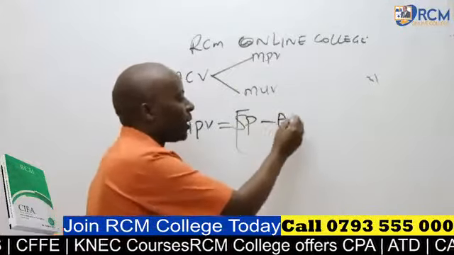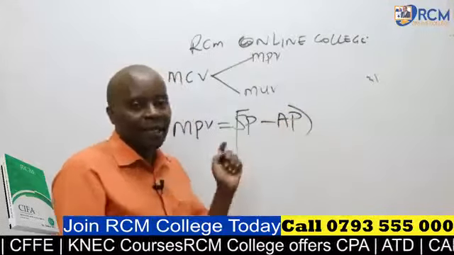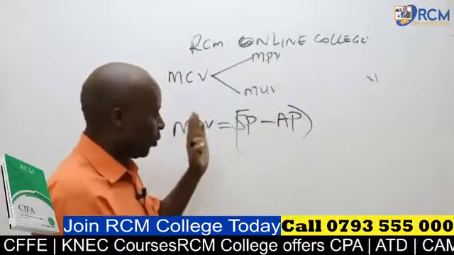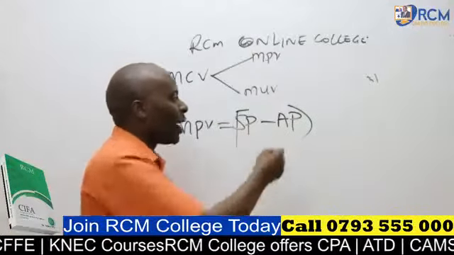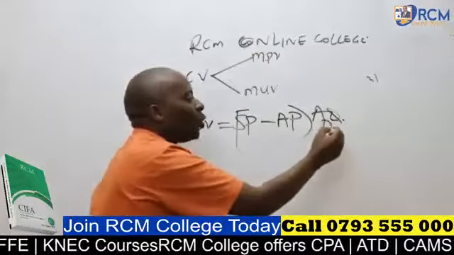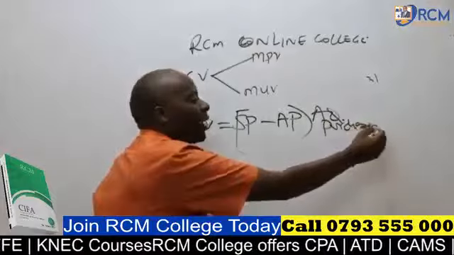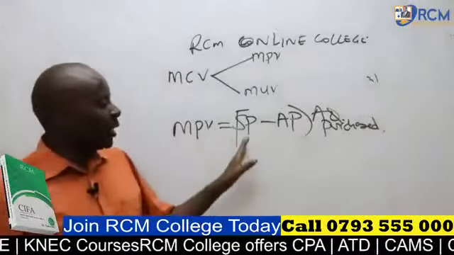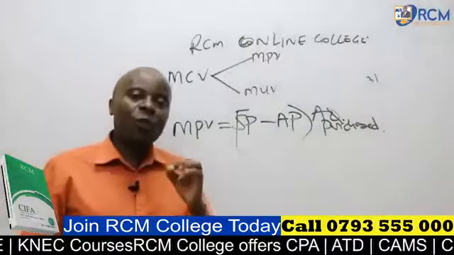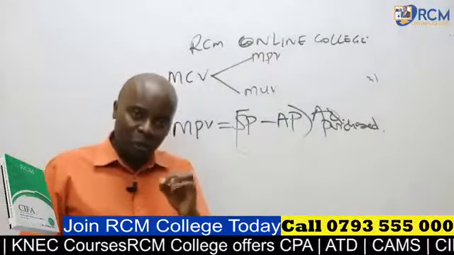Standard price minus the actual price. So we have got a difference between these two prices: standard price minus the actual price, multiplied by the actual quantity that was purchased.